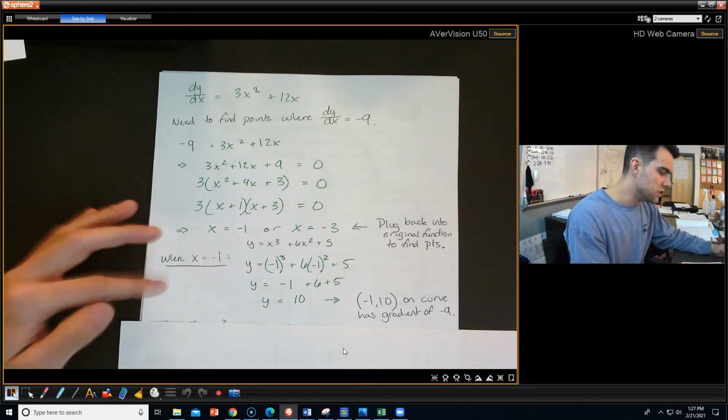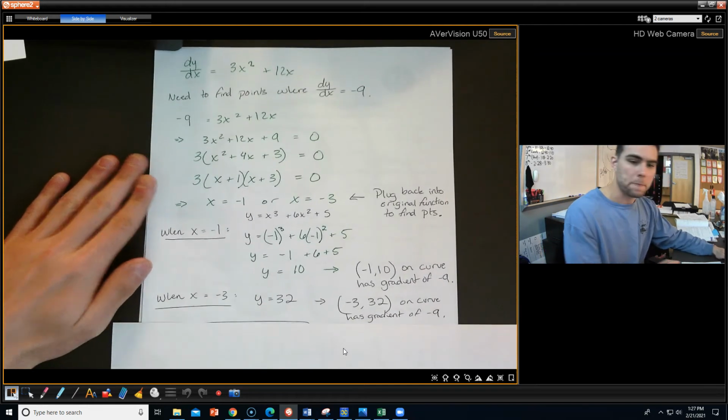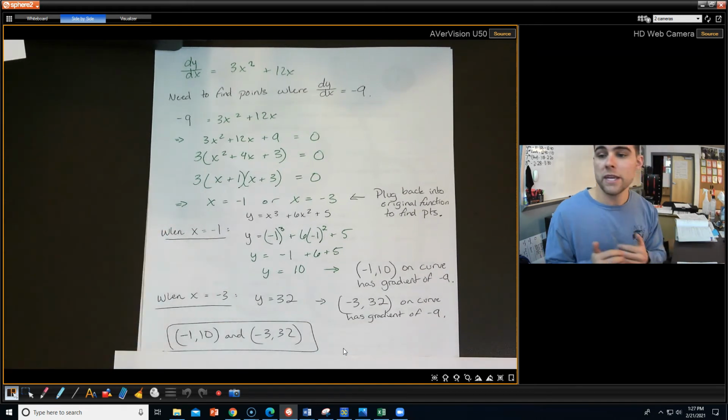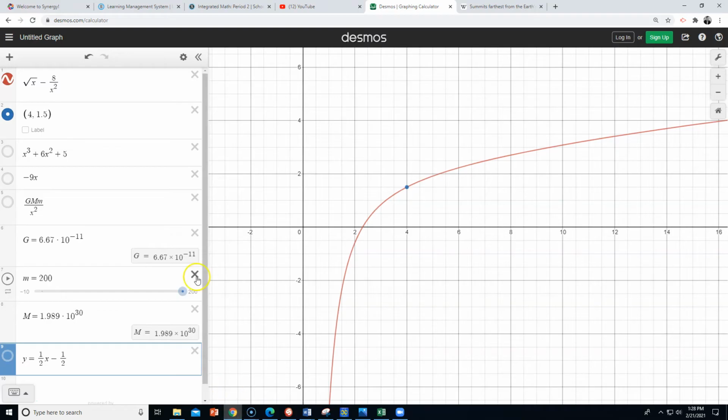And likewise, I do it with x equals -3. I think you guys can do that. And y equals 32. So (-3, 32) also has a gradient of -9. Those would be our answers. Those are our solutions to this problem. But once again, let's look and see what this curve is doing, and let's see if the gradient is indeed -9 at those points, right?